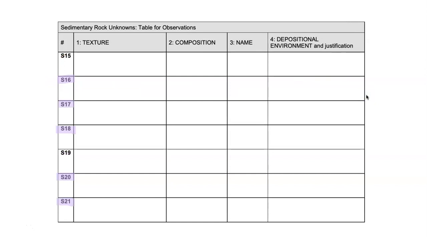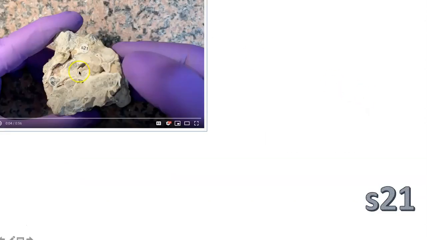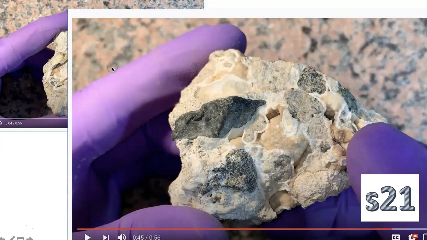Here's the page that includes 15 to 21, and we are not doing 15 or 19. Let's do number 21. So 21 is shown here in the video, and what it is is a bunch of rock fragments that are cemented together. And as the person describing the video emphasizes, the cement is really, really clear in this particular rock.